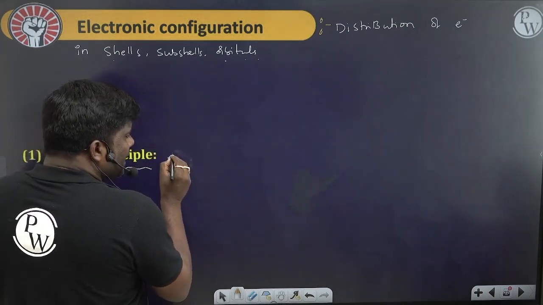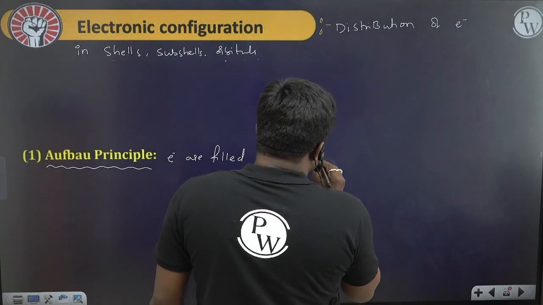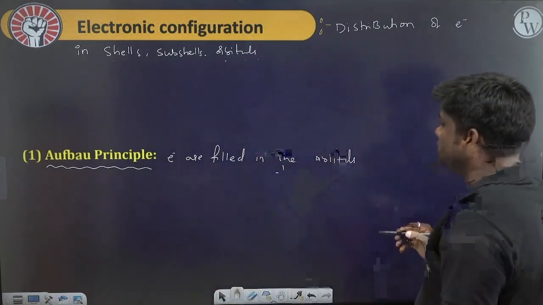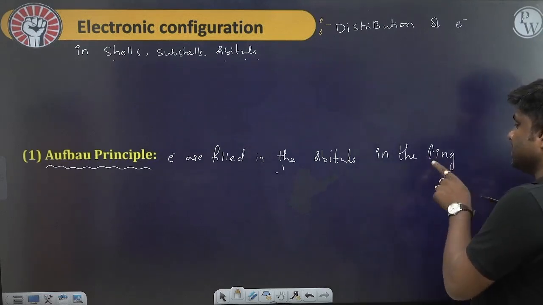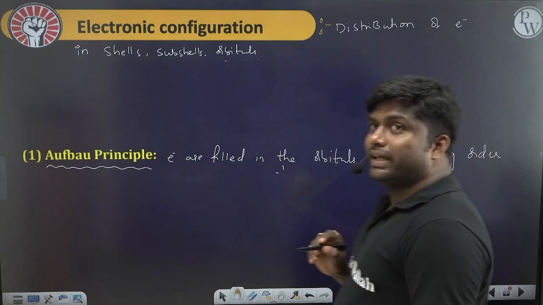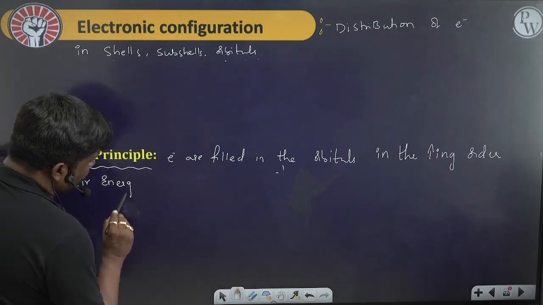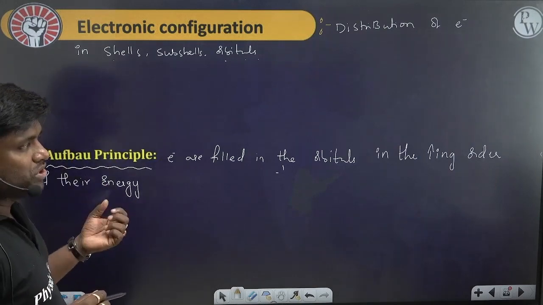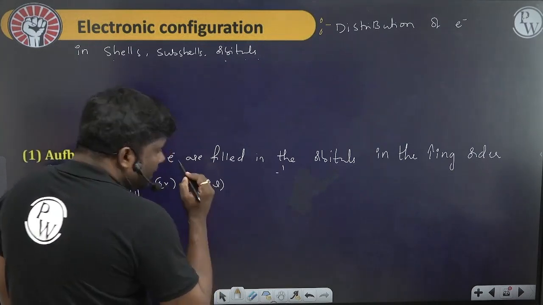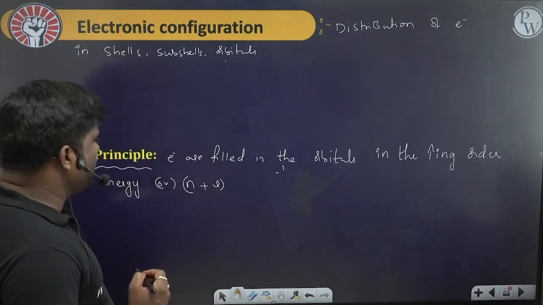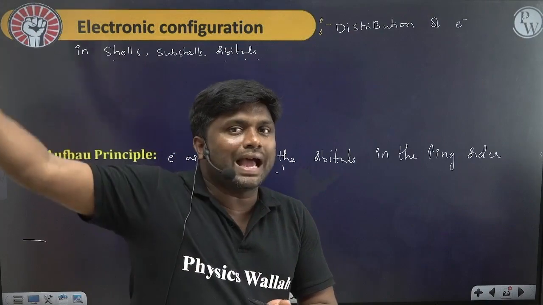According to the Aufbau principle, electrons are filled in the orbitals in the increasing order of their energy, that is, the orbitals' energy. Or in the increasing order of their n plus l value. Energy of an orbital is calculated with what value? N plus l value. It means the first electron fills in the lower n plus l value orbital, then the electron goes to the higher n plus l value orbital.